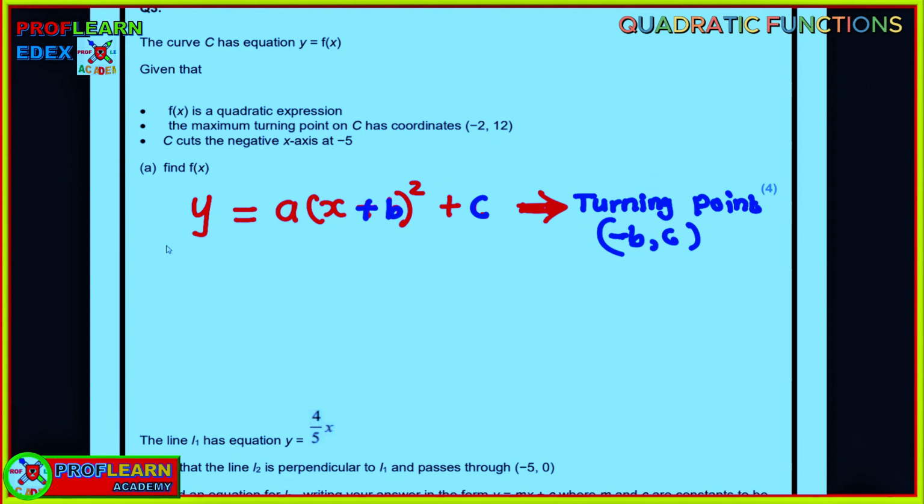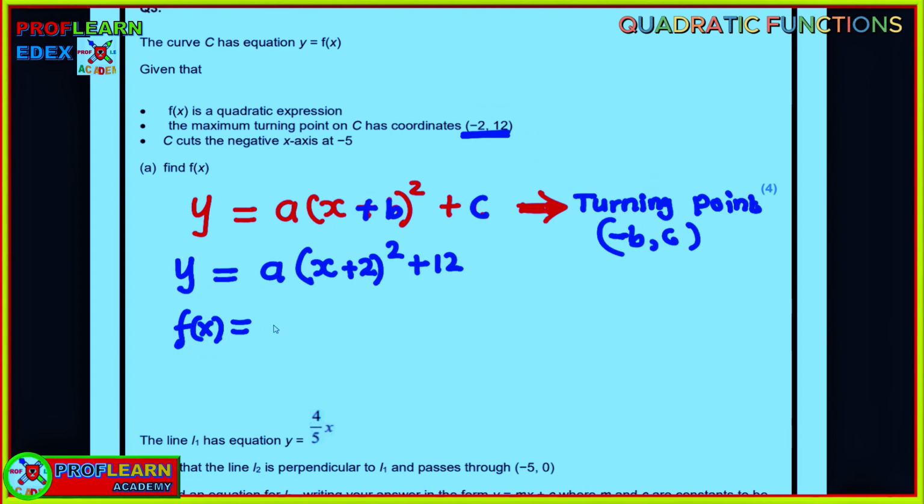So similarly, we can write this equation using the turning point. We can write this equation as y is equal to a, because we don't know a, it's just a constant. We don't know the coefficient of x squared. We just call it a, and then we can now say x. But since this is a minus, it means inside here it was a positive 2, then squared, then we can now say plus 12. So we can say that f of x is going to take the form a into x plus 2 squared plus 12, right?